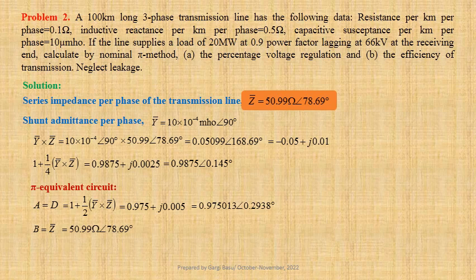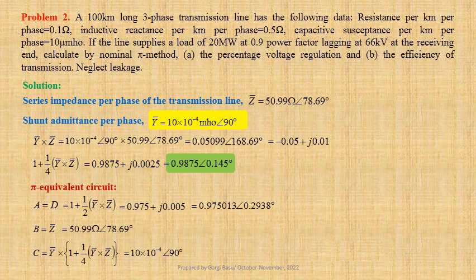and C equals Y into 1 plus 1/4 of Y into Z. Using values we get 10 into 10 to the power minus 4 at an angle 90 degree into 0.9875 at an angle 0.145 degree. That gives us 9.875 into 10 to the power minus 4 mho at an angle 90.145 degree.